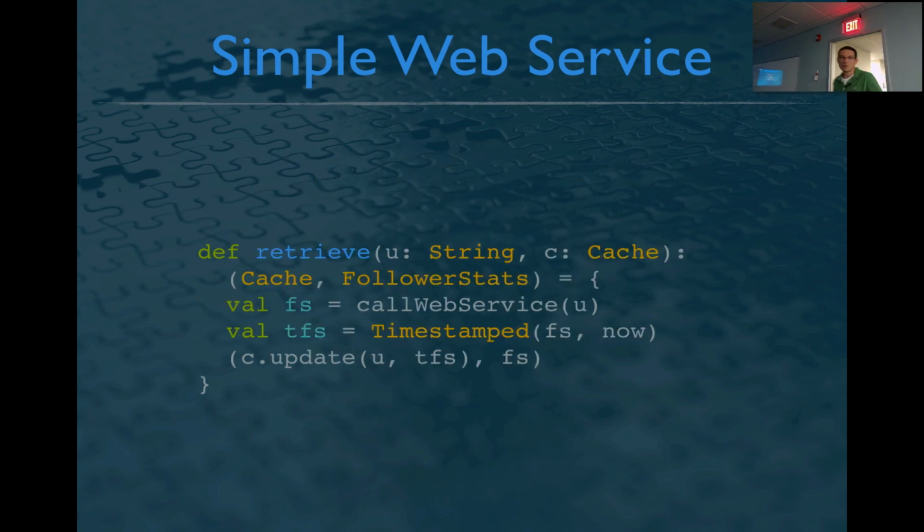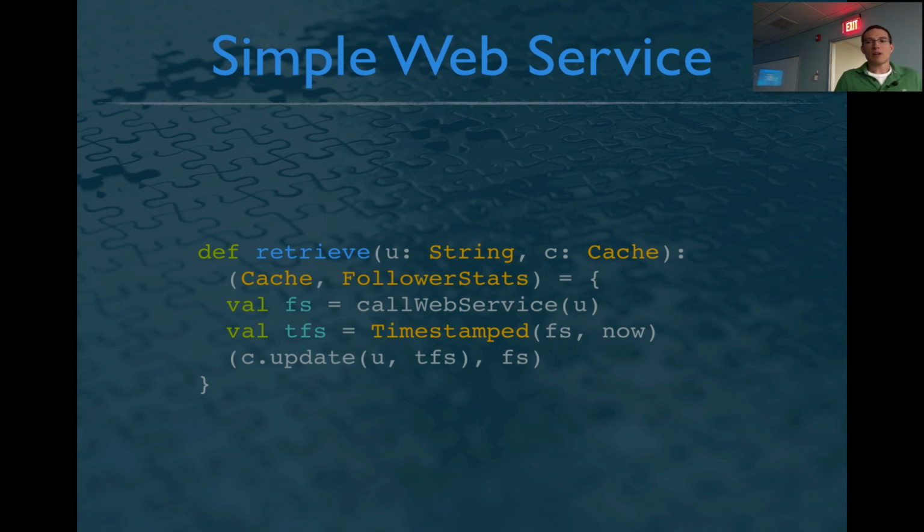And then finally, retrieve is pretty simple. For retrieve, we're actually going to call the web service for that username. We'll get back a FollowerStats object. We're going to wrap that FollowerStats object into a timestamped data structure, and we're going to timestamp it with the current time. And then we'll just update the cache. We're going to say, cache, update yourself for this particular user, here's the timestamped value. Presumably, update is a method here that's returning you a copy of this cache.